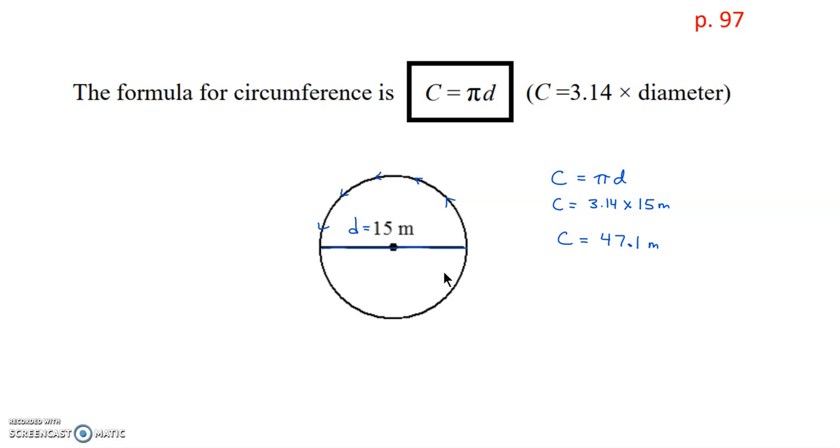It's like we're taking a string and making a circle, and then unwrapping the string and measuring it on a ruler or measuring tape to see how long that is. Another way to think about it is take a string and wrap it around your head, and then unwrap the string and lay it down on a table. How big is your head? How big is it around? What's the circumference of your head? Some people have much bigger circumference, some people have much smaller circumference. So that's your outside measurement.